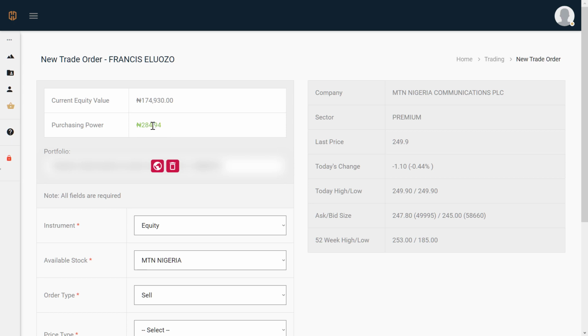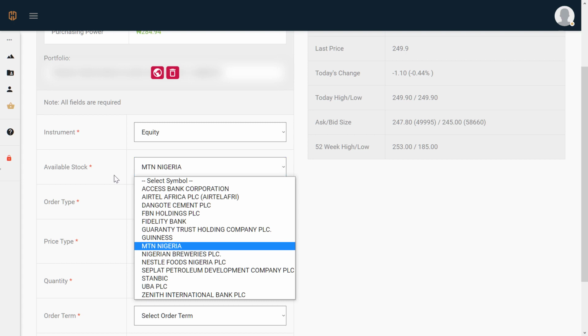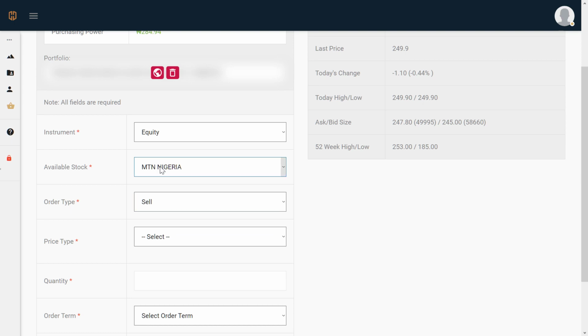That's why it's green. So to sell, I'm going to select equity as the instrument. That's the only option there anyways. You want to make sure that you select the right available stock for you if you're selling. What I have is MTN Nigeria. So if you have shares in any of these other companies, then you have to select that if that's the share you want to sell. Of course, you can have multiple shares for different companies. So for now, I only have MTN Nigeria here. And the other type is sell that we've selected.